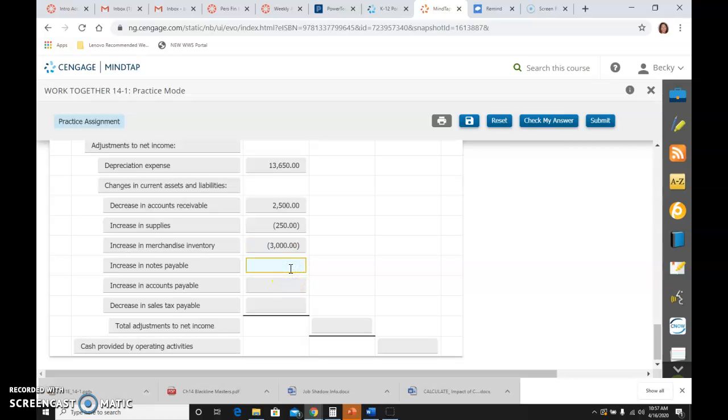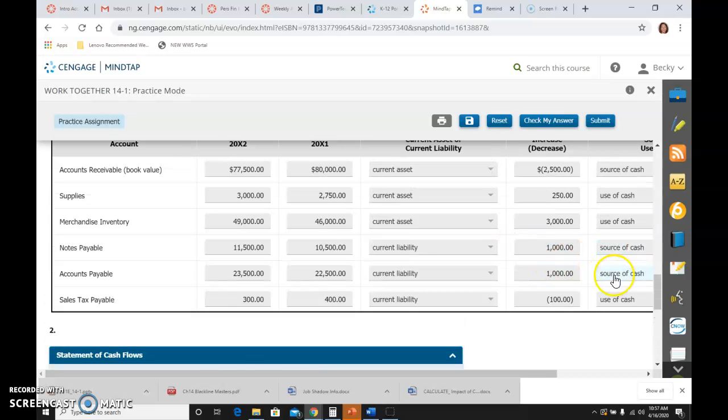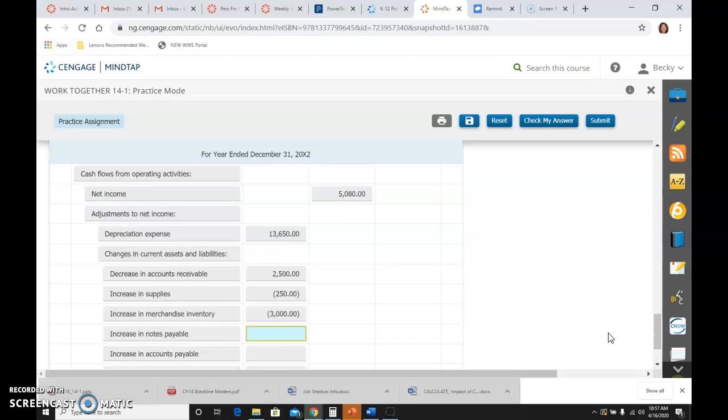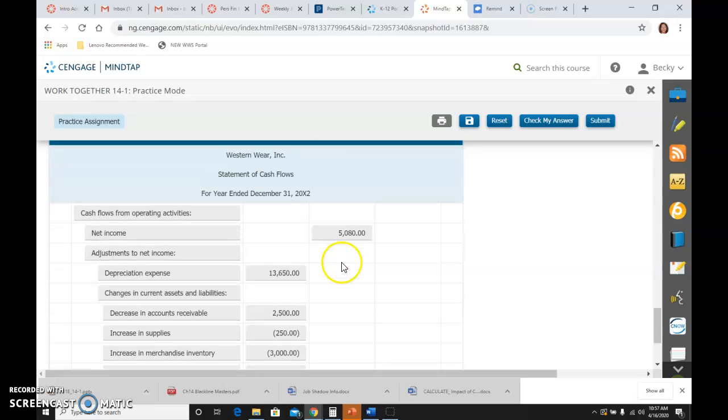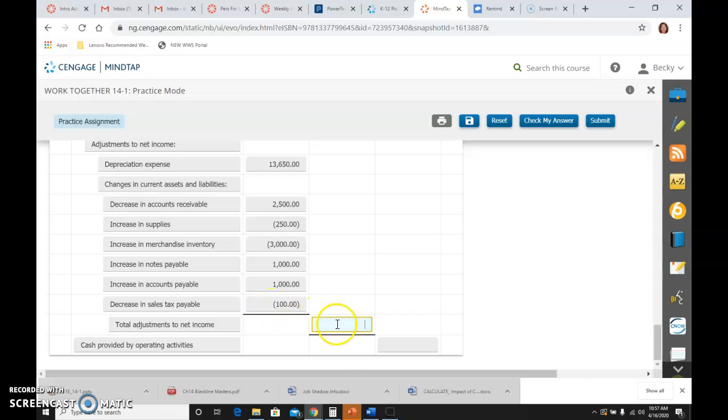So there's how it ought to look for the current assets. Then on these current liabilities, we'll have two positives because they're sources, and then we'll have the negative for the use. So two positives for the ones that were sources of $1,000, and a negative for the one that's a use. I would total all those adjustments. So I would take the depreciation expense all the way down to the decrease in sales tax payable.